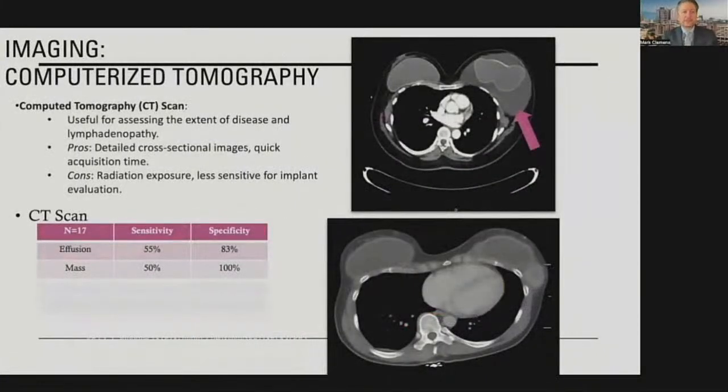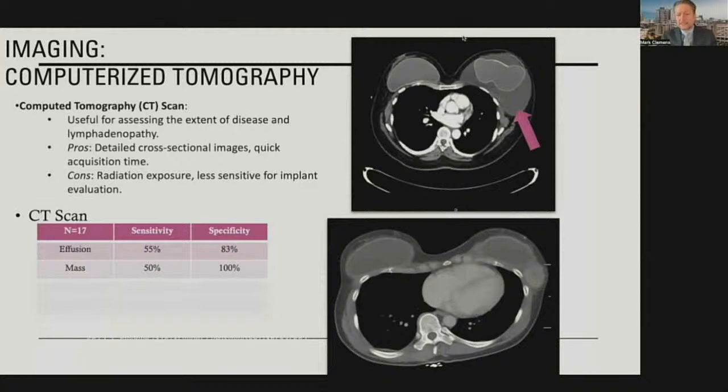As we turn to other types of imaging modalities, we have CT scans. They can be useful for assessing extent of disease or lymph node involvement after a diagnosis is made, but they're not usually a great rule-out test before a diagnosis is made. Really, our optimal test is an ultrasound, but I've included some images where disease was very obvious. For instance, a large fluid collection around a breast implant on the top, as well as a mass sitting next to a breast implant on the bottom.